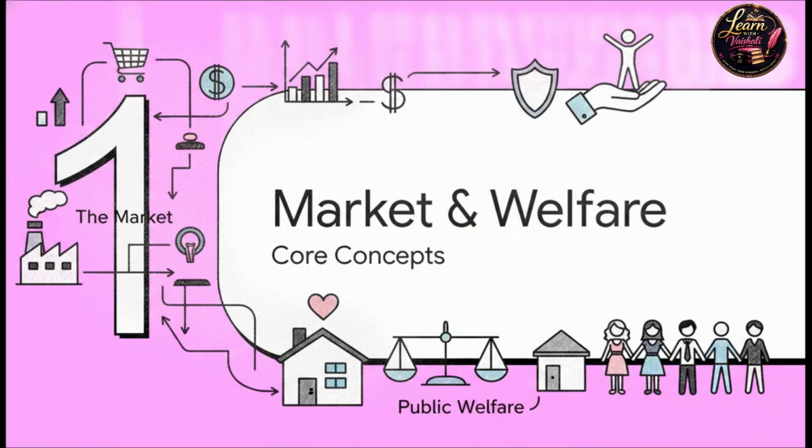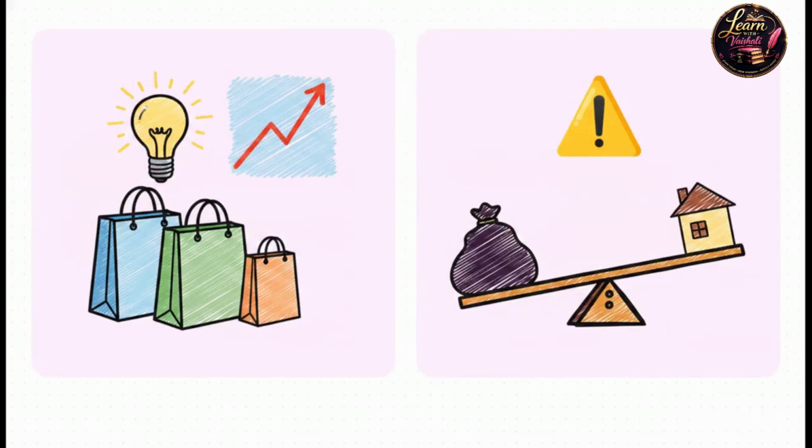Let's jump right into Section 1, Market and Public Welfare Core Concepts. To really understand how these core concepts interact, we first have to clearly define them. The market is essentially an interconnected network driven by supply, demand, and profit. On the flip side, public welfare refers to programs designed to improve living standards for all people, regardless of their wealth. Now, a free market system has some undeniable pros. It drastically increases competition, it expands our choices as consumers, and it heavily promotes innovation. Companies competing means better products for us.